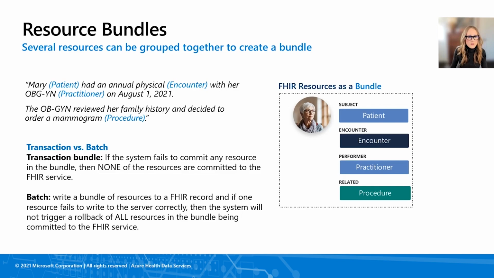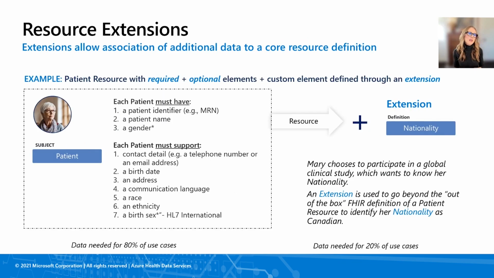So now we've looked at a resource individually, we've looked at groups of resources, and now we're going to look at another fundamental concept for FHIR, and that's extensions. If we look at the definition of a patient, per the FHIR spec, a patient must have 3 data elements. A patient must support those, should an organization want to add other specific data elements, things like the contact of the patient, birthday, address, et cetera.